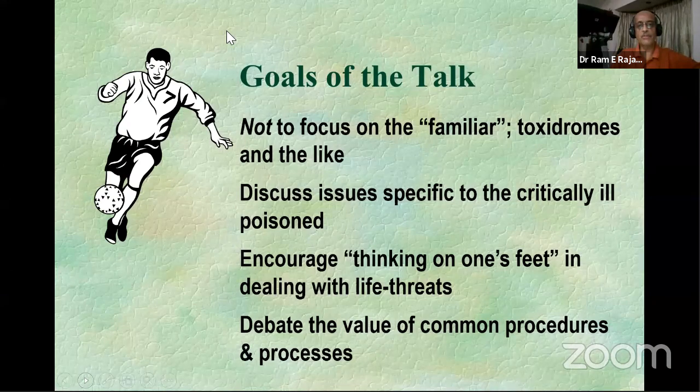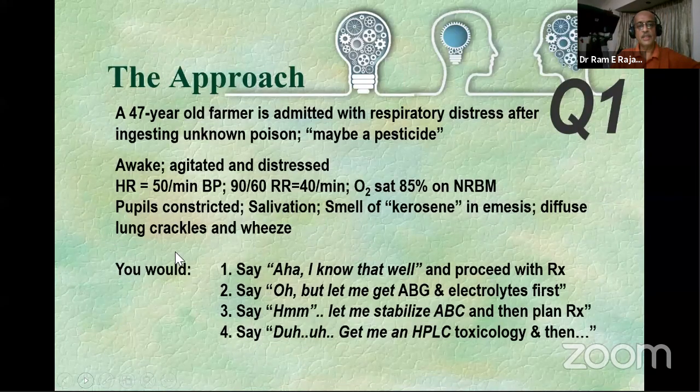So with that as the background, let me start over here and say, here you have a farmer who's admitted with respiratory distress with an unknown poisoning, probably a pesticide. The fact that I'm giving a history of a farmer who's taking a pesticide, very clearly he is agitated and distressed. And as we probably recognize, he's got a heart rate that is low, his blood pressure is low, his respiratory rate is high, he's very desaturated, even despite the fact that you're using a non-rebreather face mask on him. The pupils are constricted, he's salivating and smells of kerosene in the emesis. There are a lot of diffuse lung crackles and a wheeze.